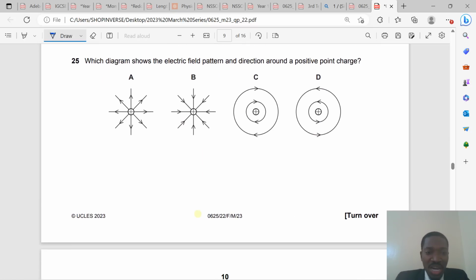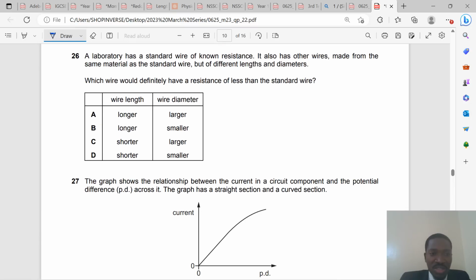Which diagram shows the electric field pattern and direction around positive point charges? This is a positive point charge because the lines of force all radiate outward from here. But in the negative charge, they are radiating inward. You see the direction of the arrows pointing inward. That means this is a negative charge, while this is a positive charge. As for these two, they are conducting wires. Question 26. A laboratory has a standard wire of known resistance.